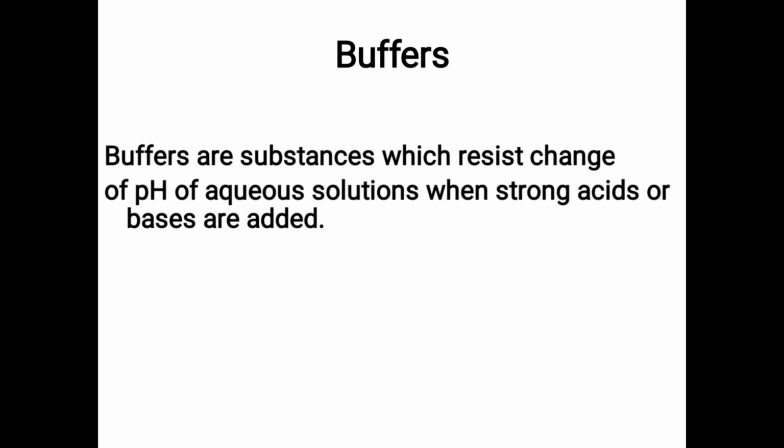Acids are proton donors, bases are proton acceptors. Examples of strong acids are sulfuric acid and hydrochloric acid. A weak acid is acetic acid. Strong bases are sodium hydroxide and potassium hydroxide. A weak base is urea.